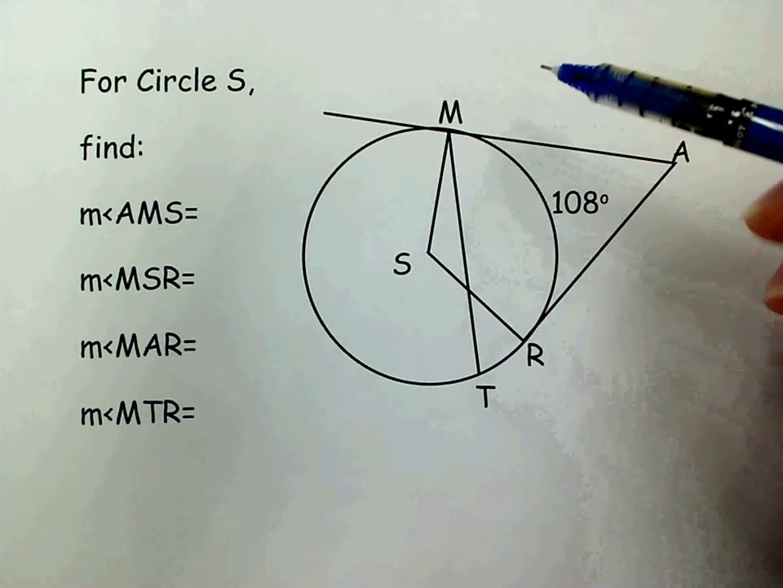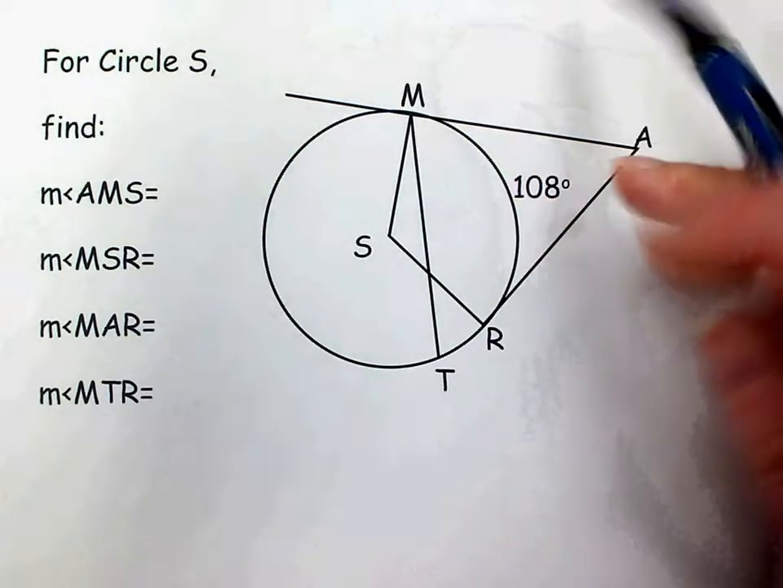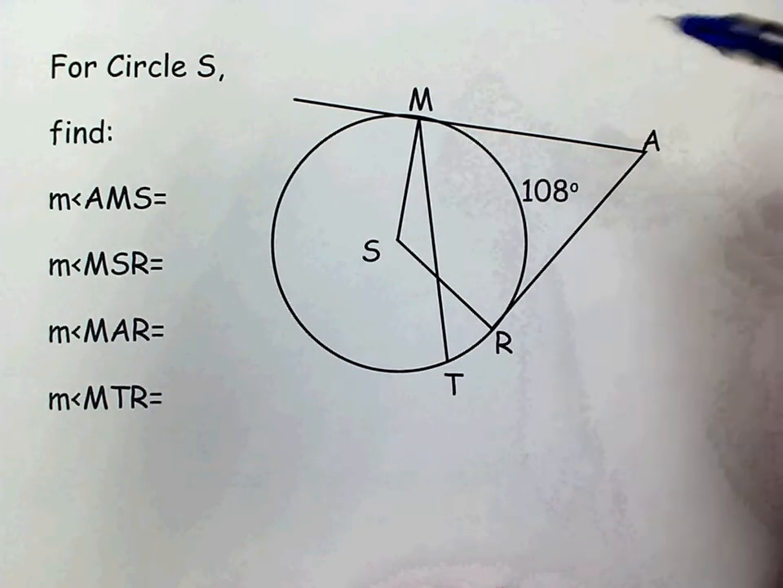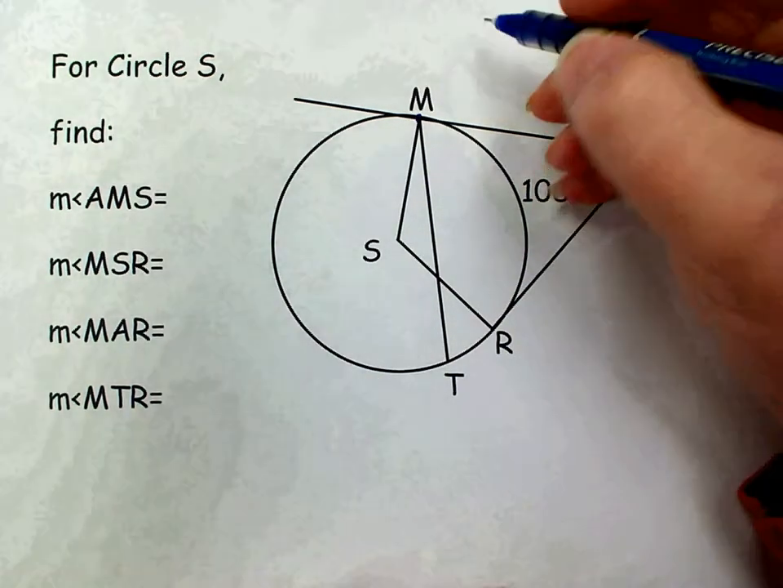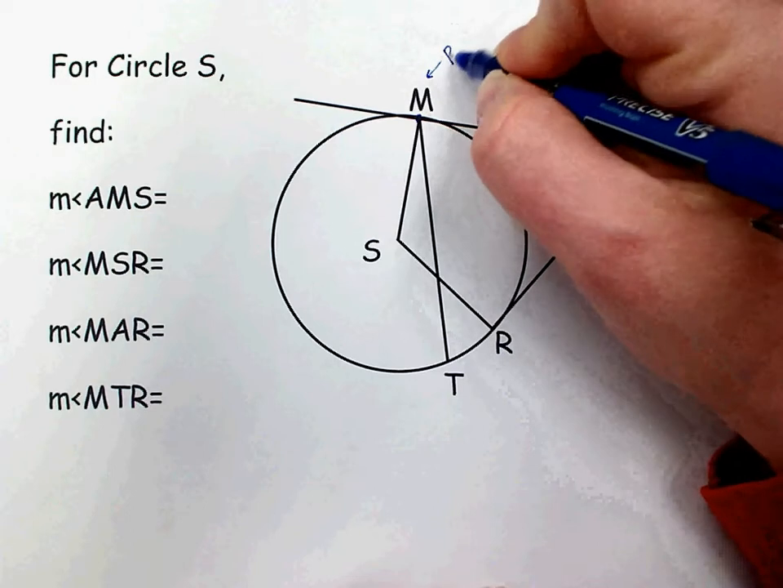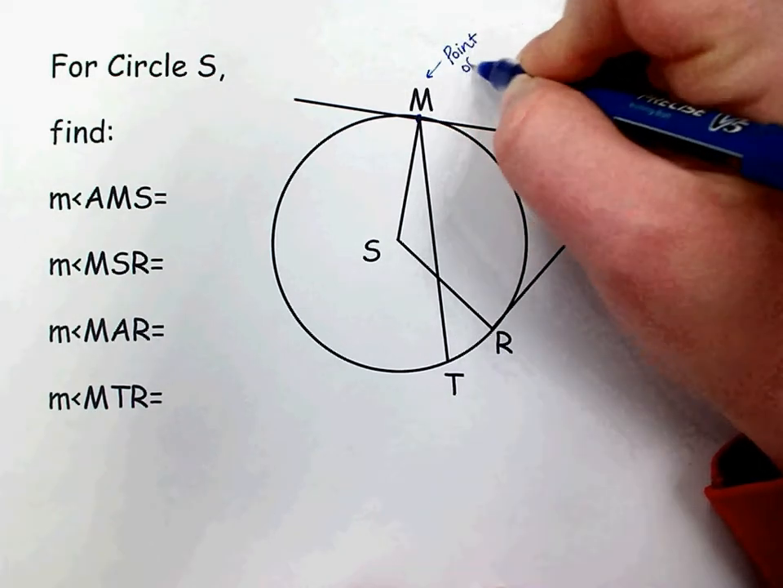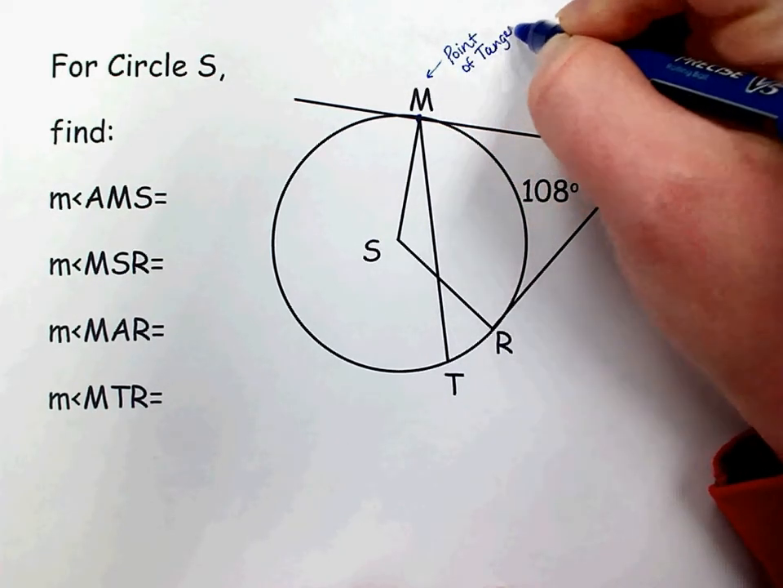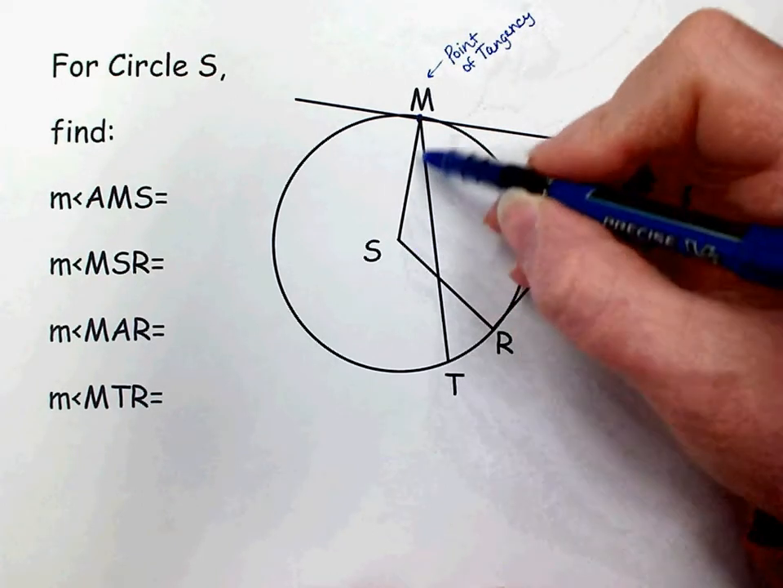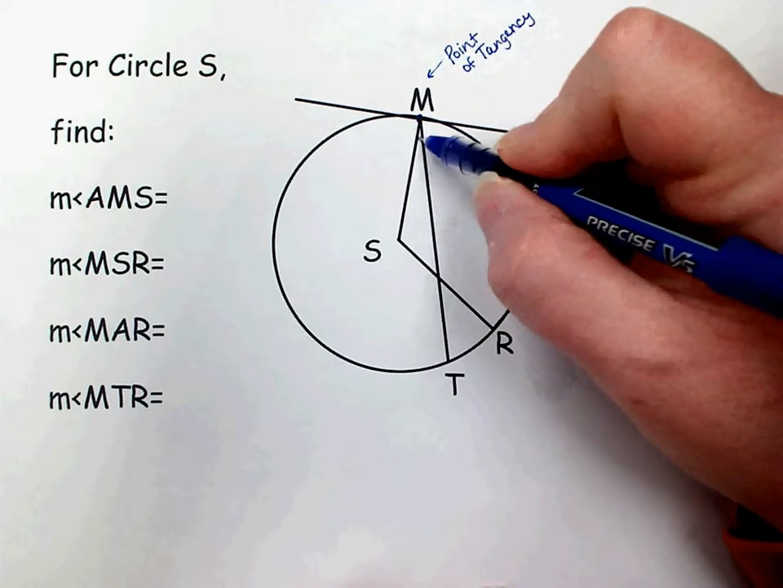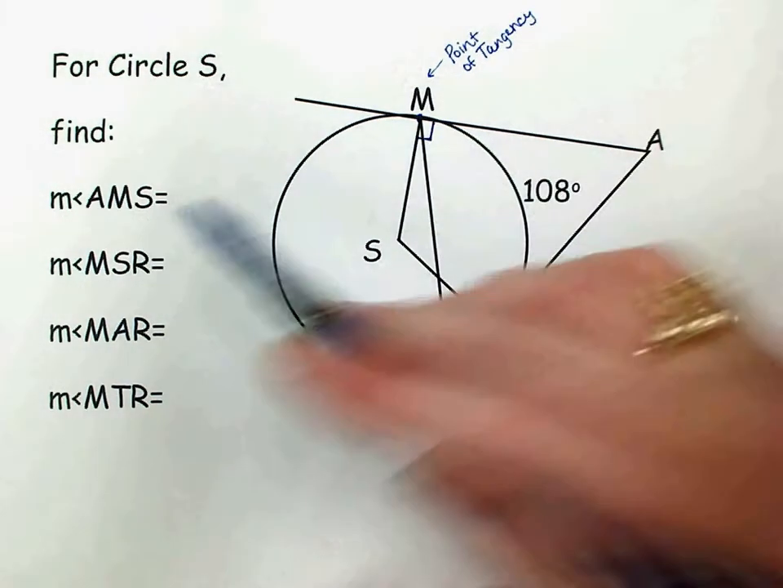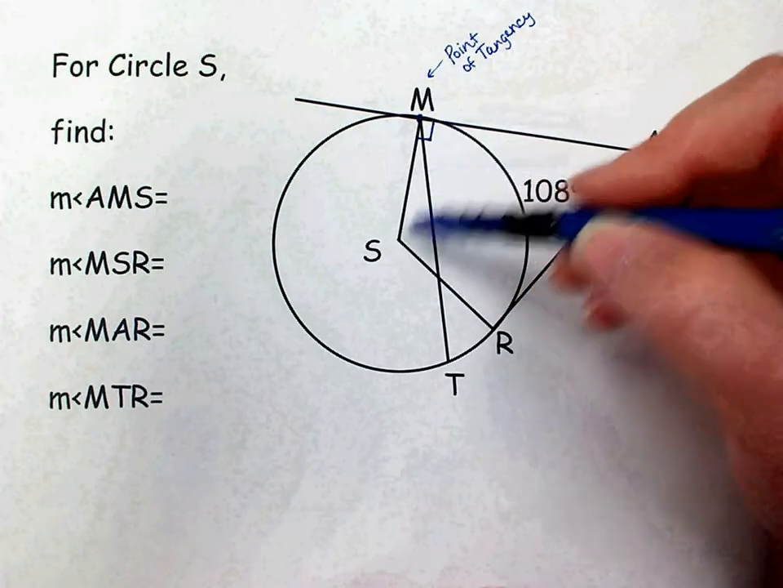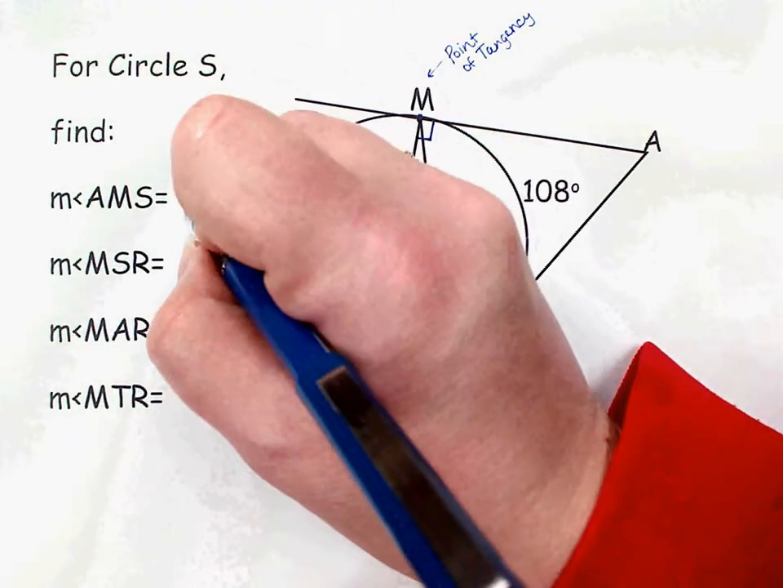So what you need to notice is that AM is a tangent segment because it only intersects the circle at that one point, point M. So remember, M is known as a point of tangency. We have learned a theorem that says when you have a radius drawn to a point of tangency, it creates a perpendicular relationship. So we know the very first angle we're asked for, angle AMS, is a 90-degree angle using that theorem.